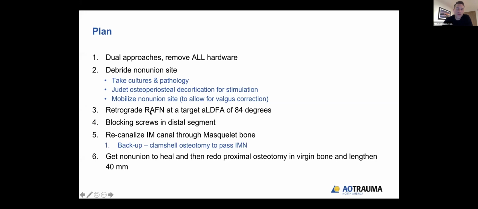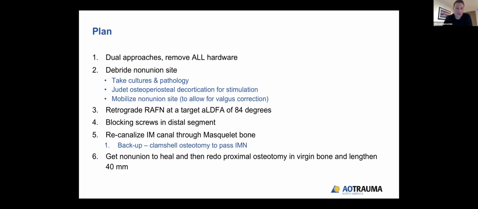I think it's important, and I don't think it's silly, to actually talk about the implant you're going to use, because they have certain locking options and radius of curvature. So we're going to use this device with an anatomic LDFA of 84 degrees in the distal segment, and that should realign the mechanical LDFA to 89. We're going to put blocking screws in the distal segment. That's been discussed to increase the stability and also to obtain and maintain the alignment.